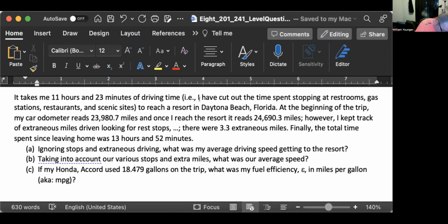52 divided by 60 turns out to be 0.86666. So I'm going to call this, and this is hours, by the way, 13.867 hours, carrying again one extra sig fig. So that's the actual road time from the instant I left the house to the time I arrived at the resort.